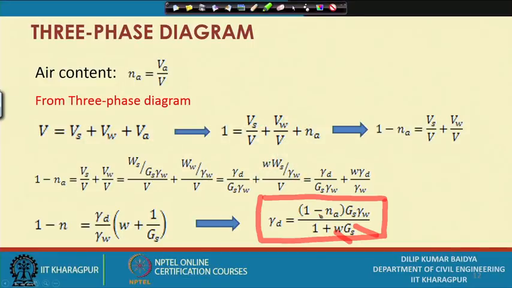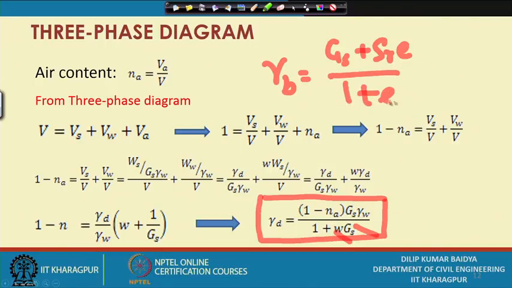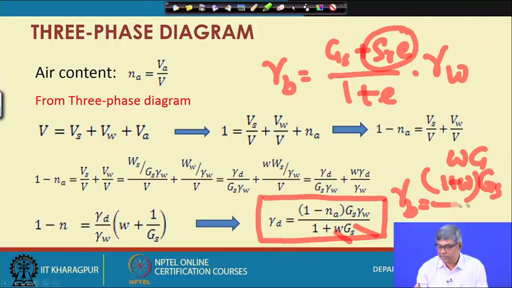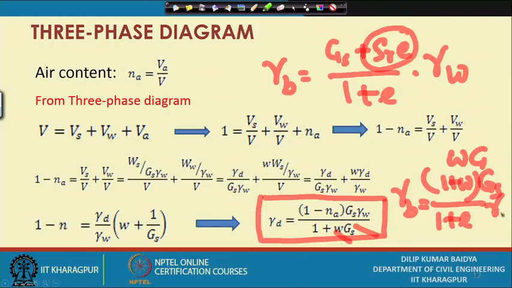So we have given one equation, gamma bulk equals Gs plus Sr into e, divided by 1 plus e, into gamma W. Here, once you have derived Sr into e equals w into Gs, if I substitute this, then another equation for bulk unit weight will become 1 plus w into Gs divided by 1 plus e into gamma W.